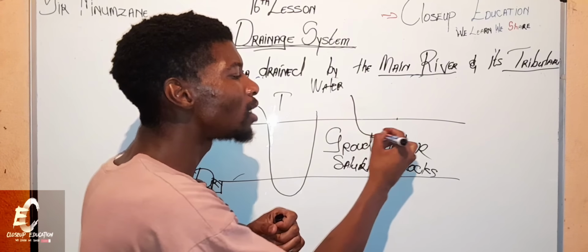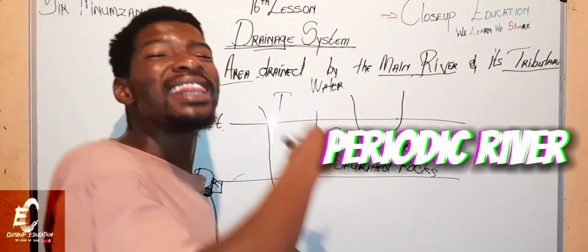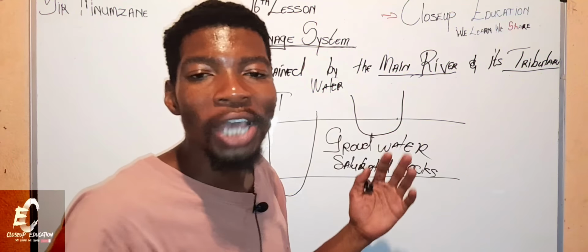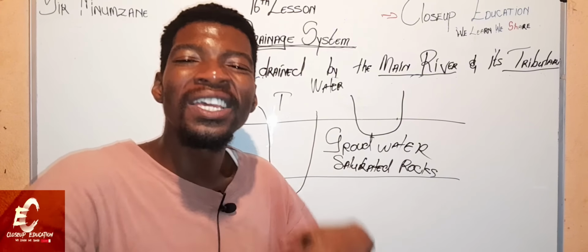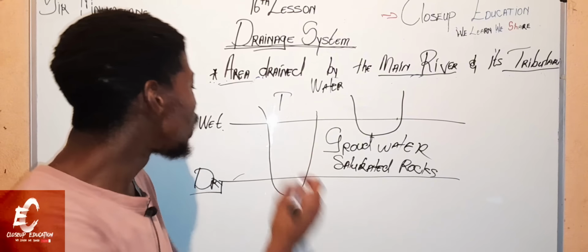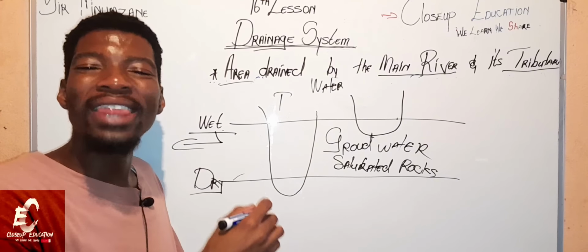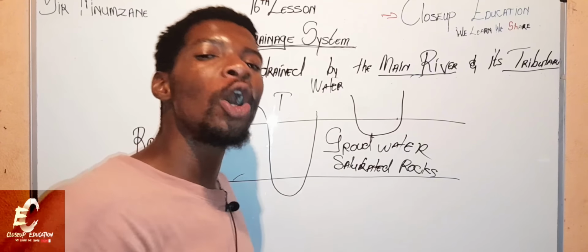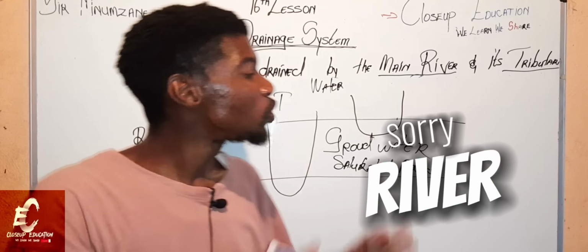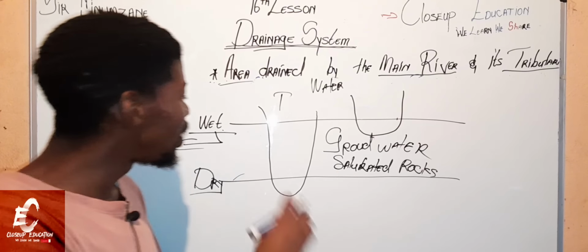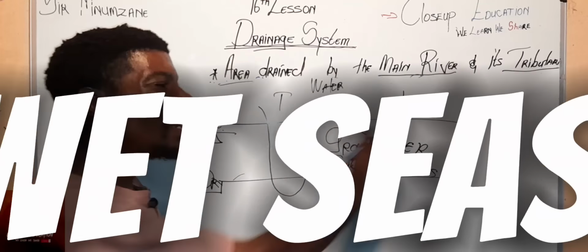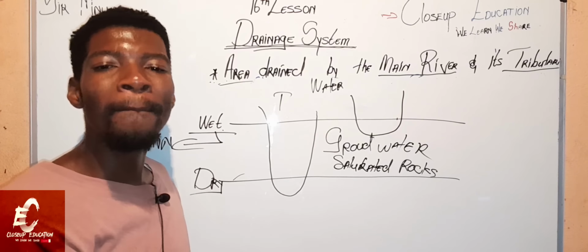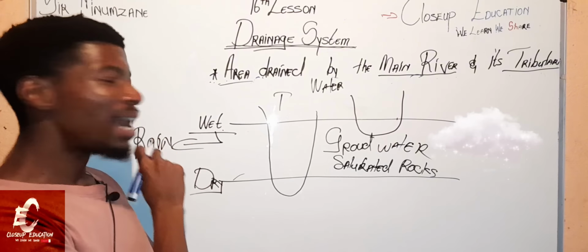Then we also have our second river, which is called the periodic river. It explains itself. It only flows at specific periods, meaning it flows during the wet season, when there is rain. Where there is rain, you will see periodic precipitation. It cuts through the wet layer but not through the dry layer, meaning it only flows when there's rain.